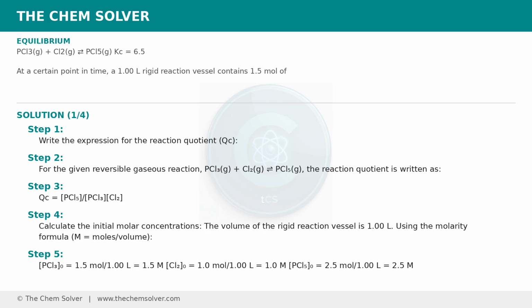Calculate the initial molar concentrations. The volume of the rigid reaction vessel is 1.00 liters. Using the molarity formula, M equals moles over volume, PCl3 is equal to 1.5 moles over 1.00 liters, which equals 1.5 molar. Cl2 is equal to 1.0 moles over 1.00 liters equals 1.0 molar. PCl5 is equal to 2.5 moles over 1.00 liters equals 2.5 molar.